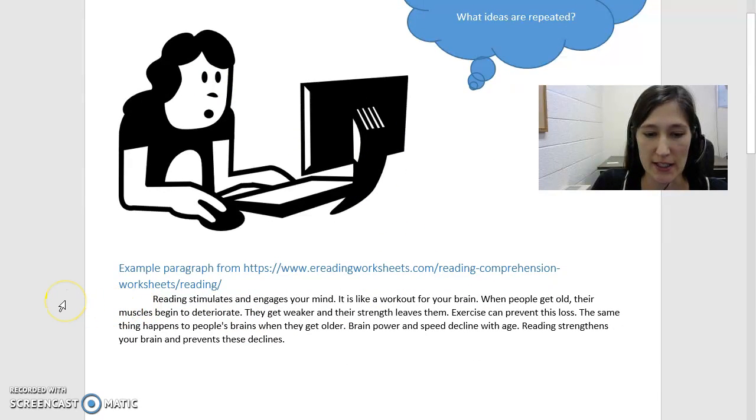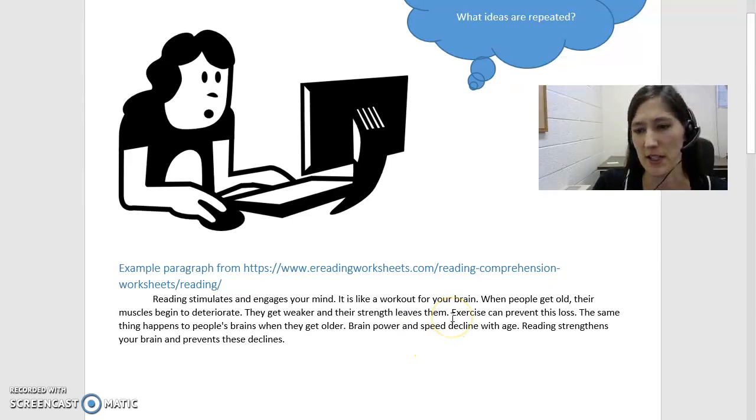Reading stimulates and engages your mind. It is like a workout for your brain. When people get old, their muscles begin to deteriorate. They get weaker and their strength leaves them. Okay, so if you didn't know what deteriorate means, here's the clue, right? Get weaker and strength leaves them. So deteriorate means to get weaker and to lose strength, to lose something.